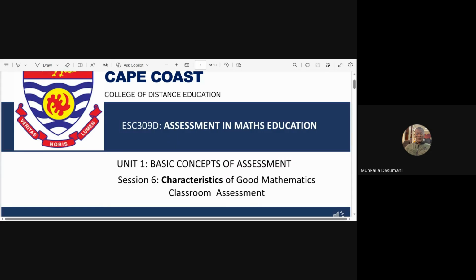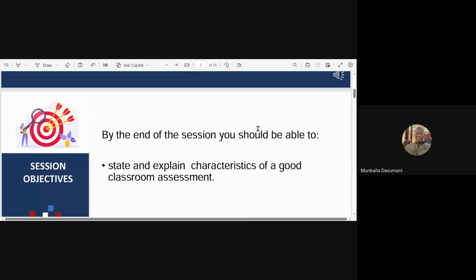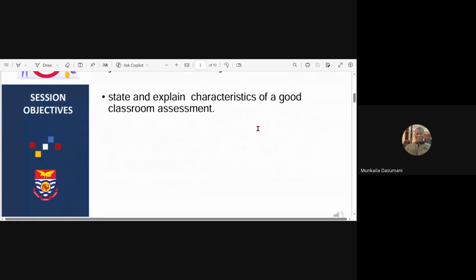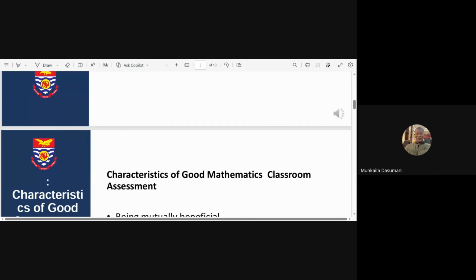We are looking at section 6, characteristics of good mathematics classroom assessment, and then it must have features. By the end of this section, you should be able to state and explain at least 5 of them of a good mathematics classroom assessment. What are the features? That is all. So these are the following, and I want everybody to talk about one so that we close. Don't use up to 1 minute, maybe 30 seconds to talk about one. Please, let's help ourselves so that we can finish with this section. So we start from who?